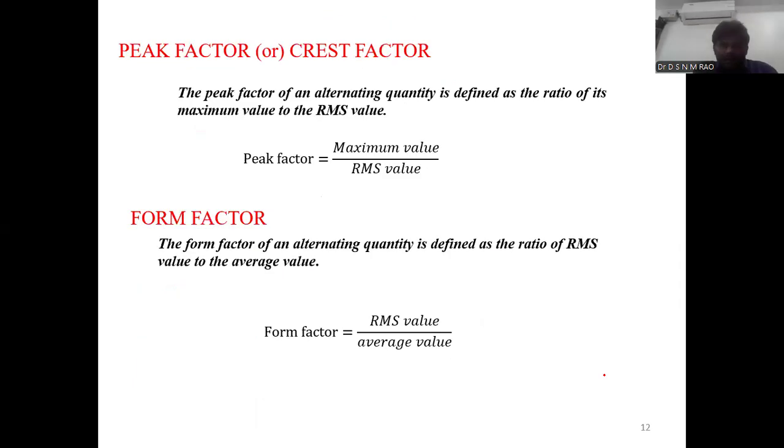Next one is the peak factor of an alternating quantity. Peak factor is defined as the ratio of its maximum value to RMS value. Similarly, form factor is defined as the ratio of RMS value to average value. These are the basic properties, definitions and terminology used in AC circuits. In the next class, next video, we will discuss the average value and RMS value of a sinusoidal signal.